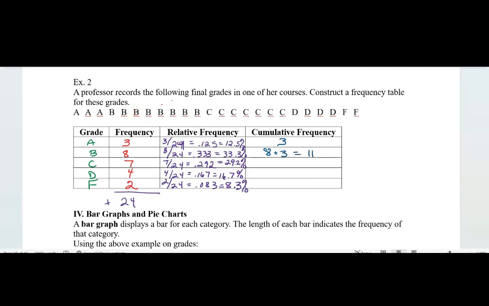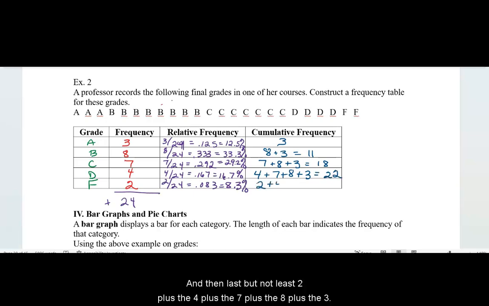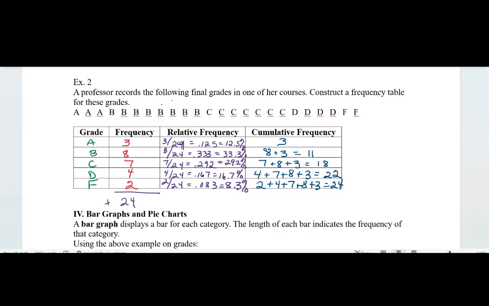So that's 11. Now I start again here. So this one I have 7 C's, but now I have to add the 8 and the 3, and that gives me 18. And then we keep doing that. So 4, and then plus the 7, plus the 8, plus the 3 gives me 22. And then last but not least, 2 plus the 4, plus the 7, plus the 8, plus the 3, and that gives me 24. These are what we call the cumulative frequency.